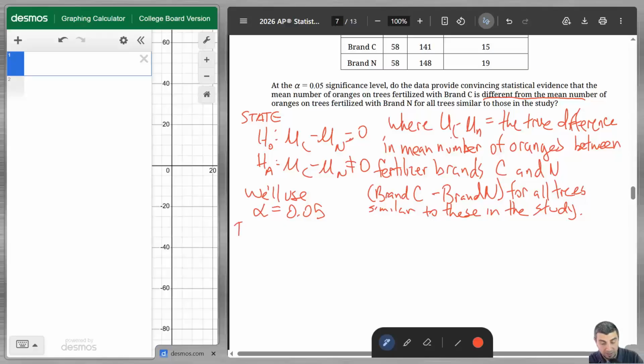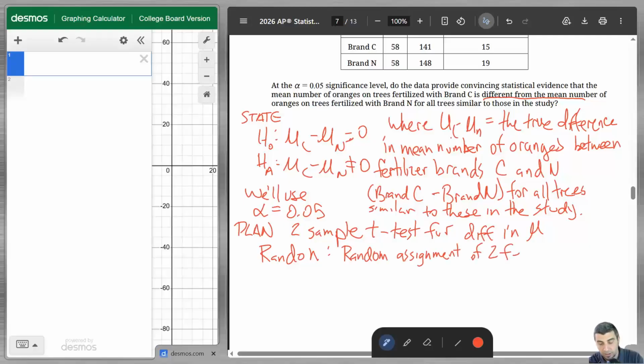That's our state step. The plan step, this is where we check our conditions for the specific procedure we're going to use. So we're going to use a two-sample t-test for the difference in means. We only need to check two conditions here, random and normal condition, because the 10% condition does not apply because this is random assignment. So random, that's satisfied because you have random assignment of the two fertilizers.